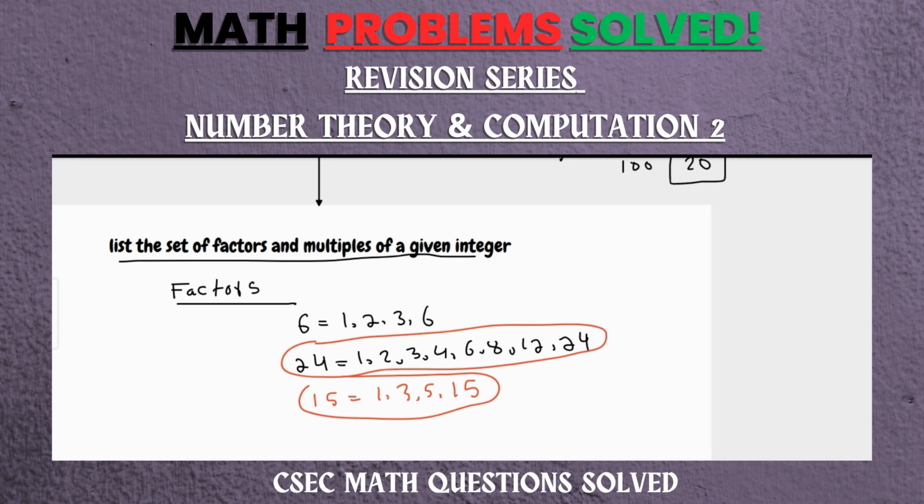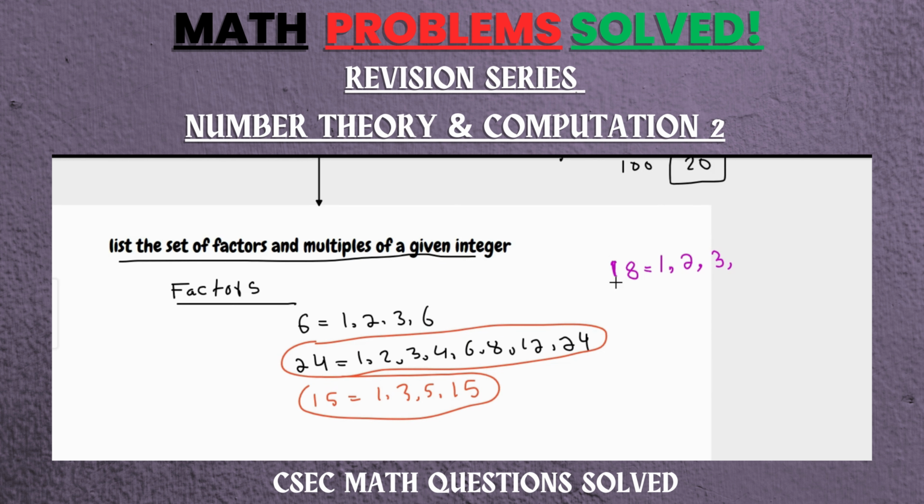For example, in the exam paper, if you have been asked to write the factors of 18, you have to count from 1. Can we divide 18 by 1? Yes. Can we divide 18 by 2? Yes. Can we divide 18 by 3? Yes. Can we divide 18 by 4? No. So you will not write 4 here. 4 is not a factor of 18.